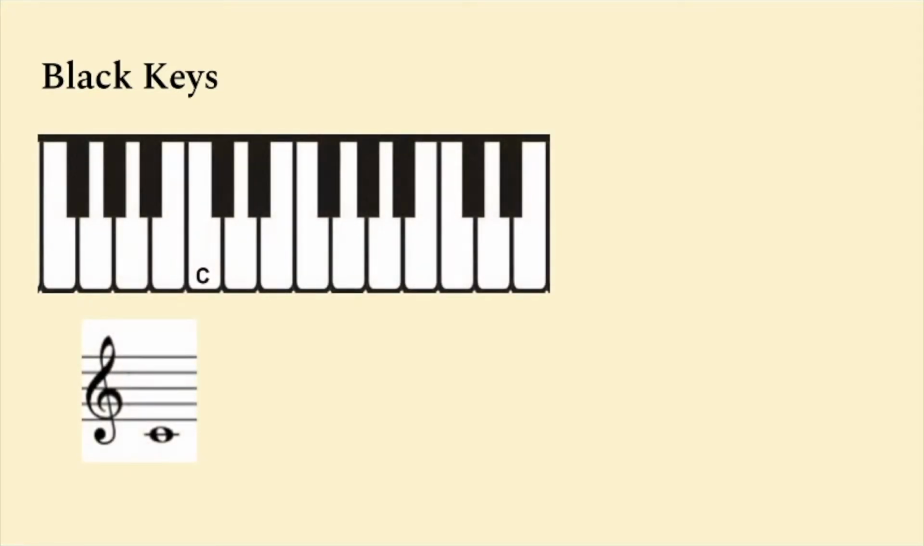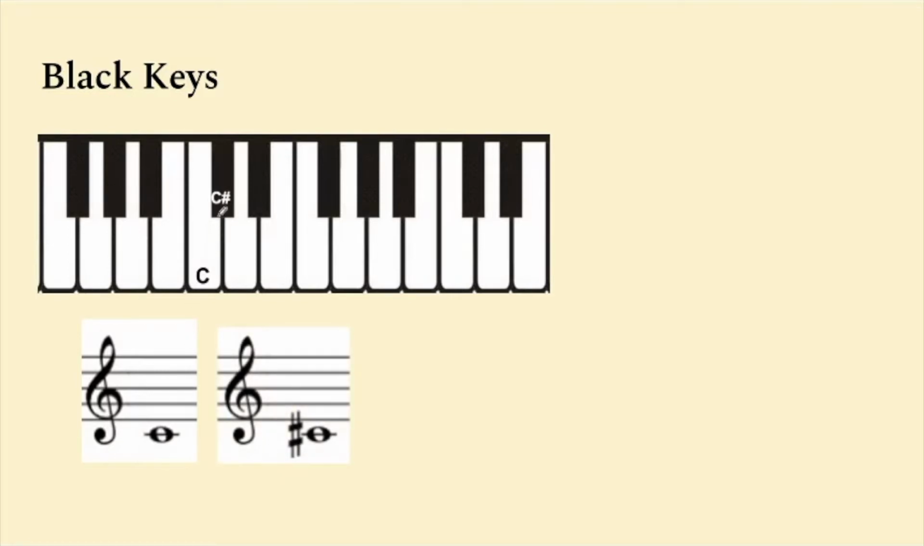For example, let's take the note C. If we add the sharp to the note C, we get C sharp. And this means that this black key C sharp has a pitch that is higher than C, because a sharp raises the pitch of a note. This note can also be named D flat.